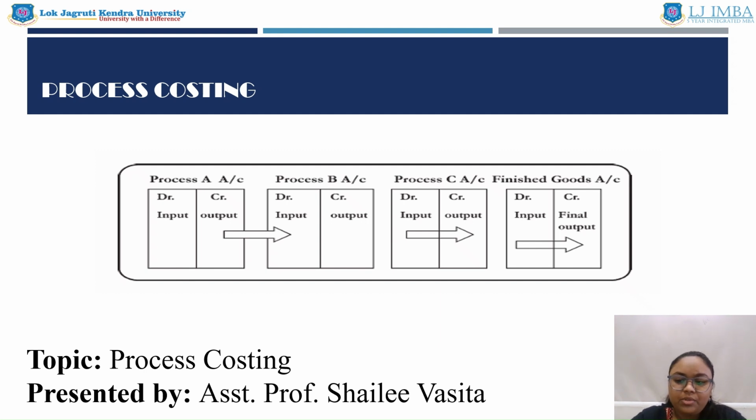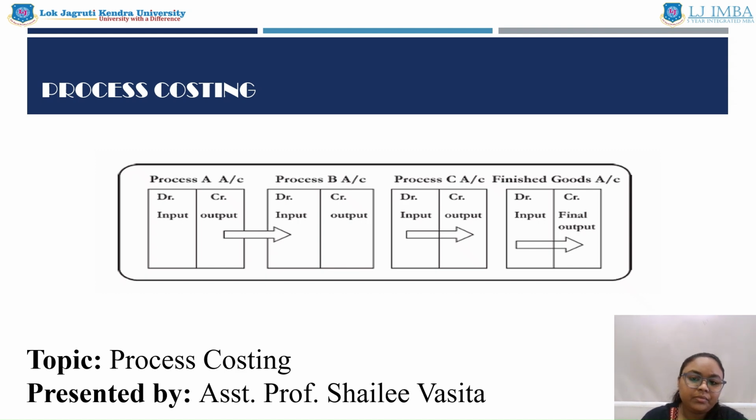So, process costing is used to determine the cost of producing each unit when goods are mass produced. Costs are accumulated by the process or department over the period and the average cost per unit is computed. It is the ideal method of accounting for industries where output is homogeneous.